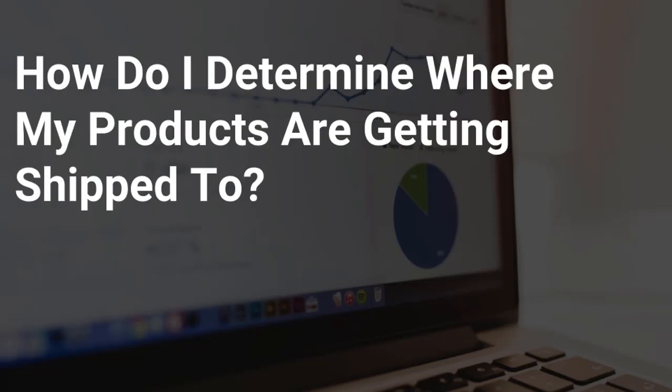Okay, and if I'm importing something by boat, how do I determine where it's actually going to get shipped to in the US? There are different ports, right? It could be on the East Coast, the West Coast. Is that something I have to figure out? Is that something the supplier does? Is that something the freight forwarder helps me figure out?